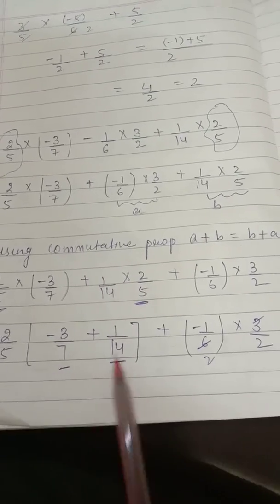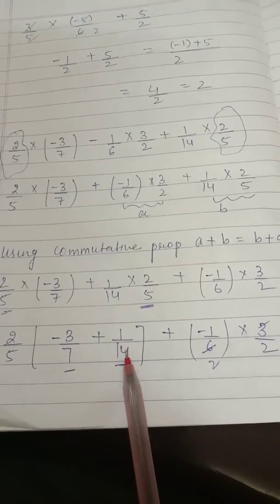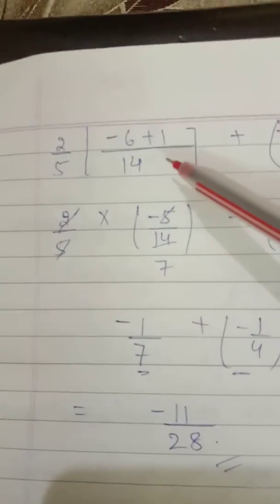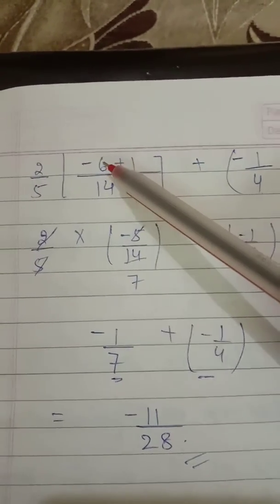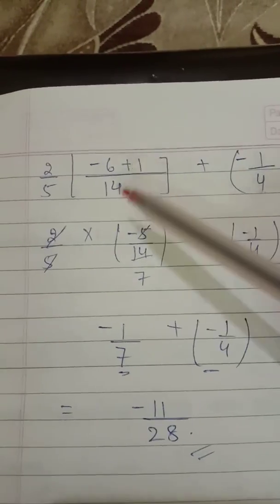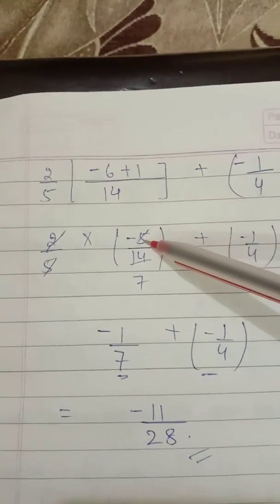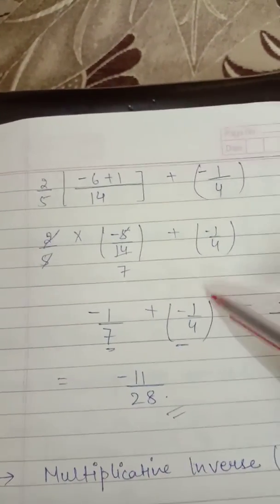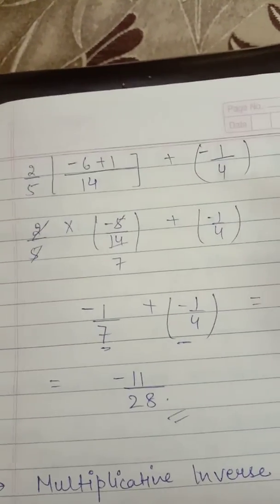Now you will make their denominators same. So to make their denominators same, you will take the LCM. When you take the LCM of 7 and 14, you will get 14. Now in the numerator you will get -6 plus 1. So in the next step you are getting 2 by 5 into -5 upon 14 plus -1 upon 4. So you will cancel out the common terms and you will get -1 upon 7 plus -1 upon 4.